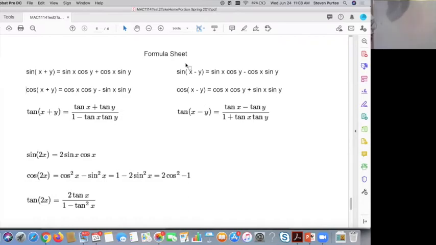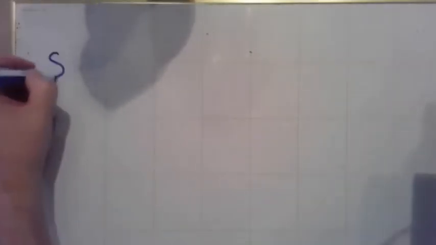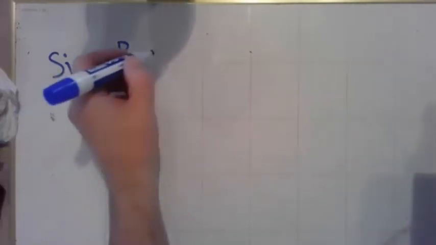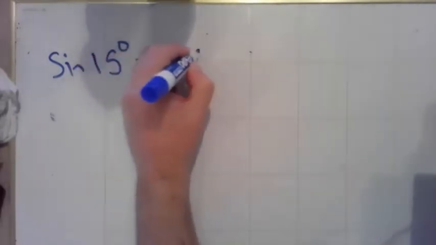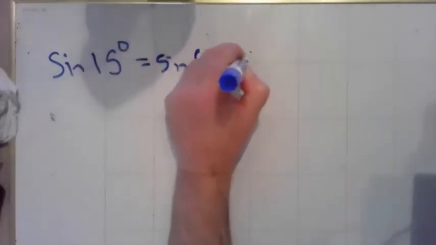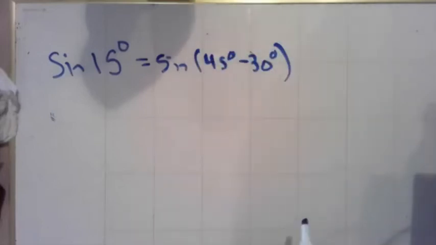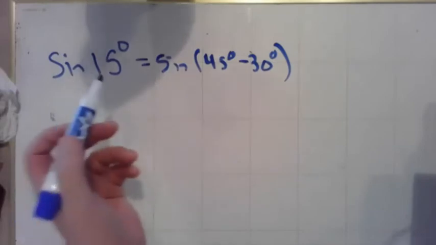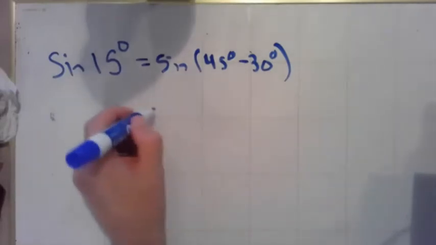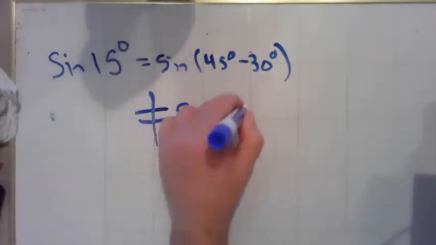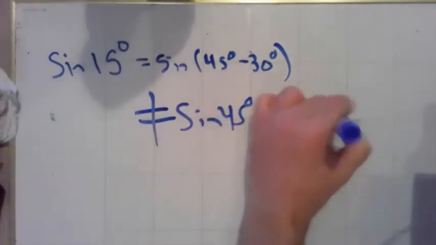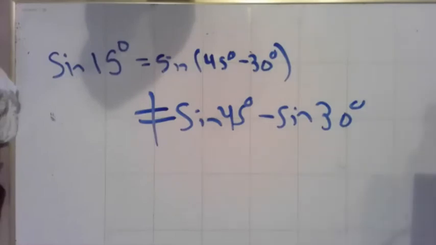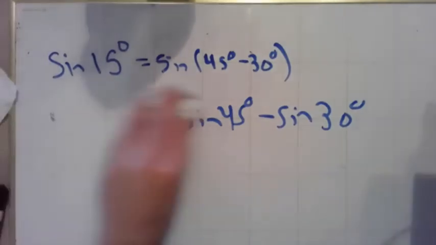For example, I could say, do sine of 15 degrees. I could find that exactly using other unit circle angles. I could get 15 by doing 45 minus 30, because 15 is 45 minus 30. That is not sine of 45 minus sine of 30. You cannot distribute trig functions over addition or subtraction. That's the most common mistake.